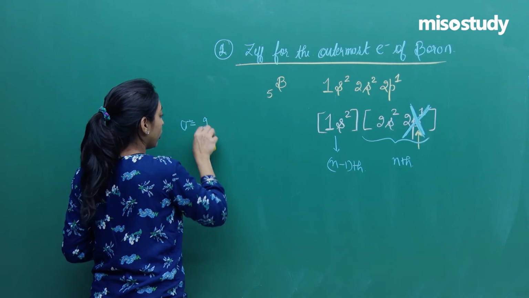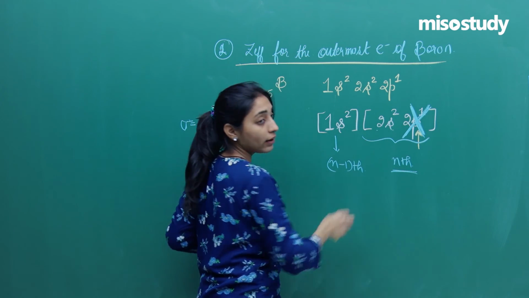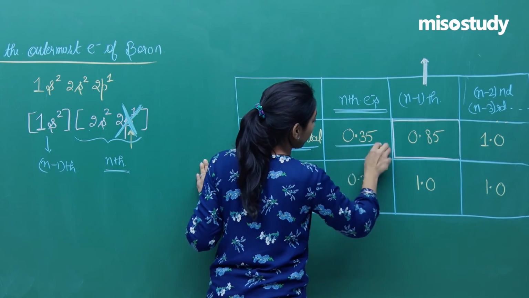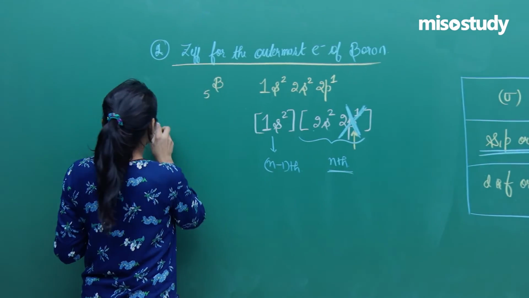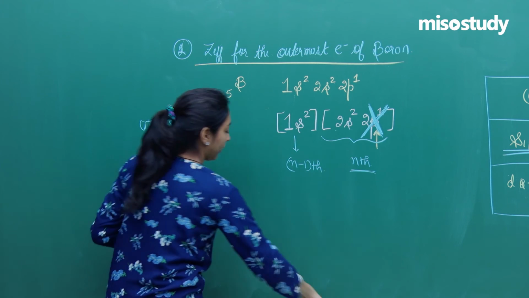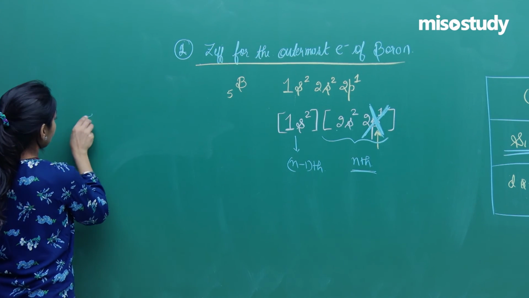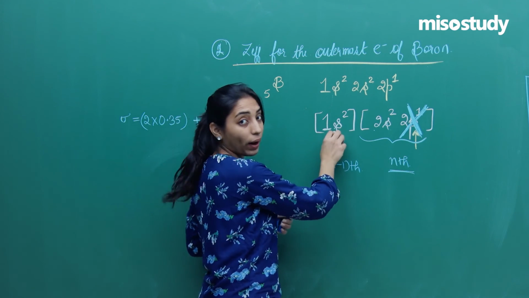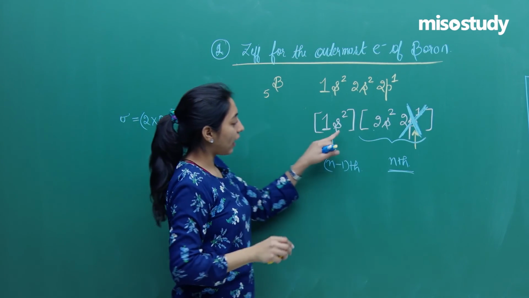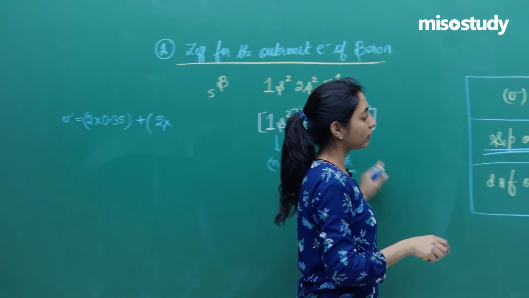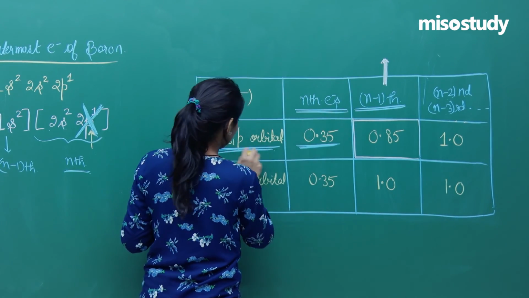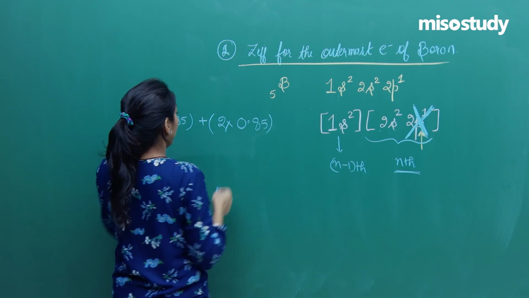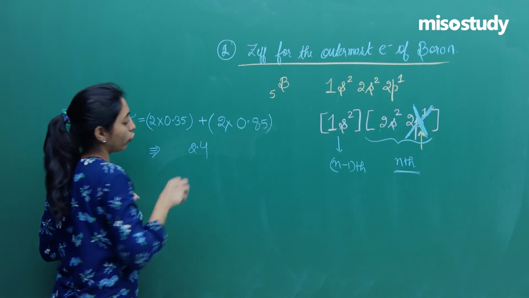Fine. Now let us calculate the value of sigma. So sigma will be 2 into, the 2s, 2 were there, nth electrons belonging to s orbital, will contribute 0.35. So 2 into 0.35, plus, how many others are there? 1s, 2. So 2 electrons are to be multiplied. Again they are n minus 1th orbit and s electrons. So n minus 1th orbit s electrons will contribute 0.85. You solve this and the answer comes out to be 2.4.